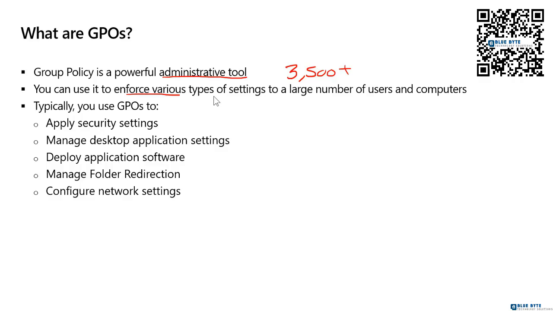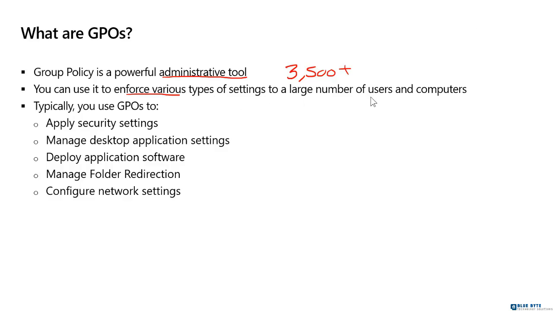You can use it to enforce various types of settings across user accounts and/or across computers, depending on the setting. Some settings will actually directly apply to user accounts. Other settings apply to the actual computer that your user is actually using. Now, what we will do with these GPOs, the most common levels, to apply security settings, that'll be things like password length. We may require that you have a minimum of an 8-character password, and you have to change it every 30 days.